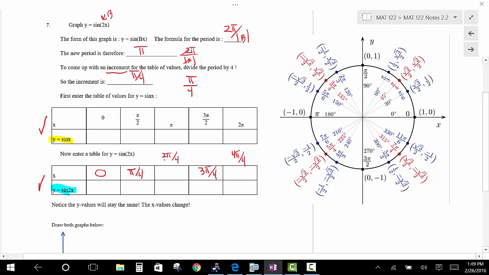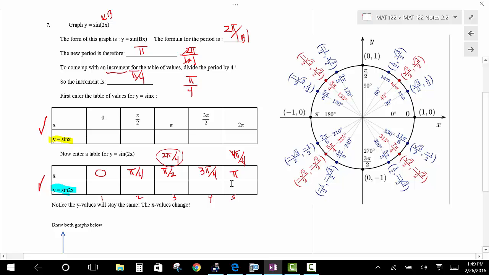Okay, now you always want to be sure you reduce fractions, so of course that reduces to pi over 2, and this of course reduces to pi. So that would take you through one period. We're going to have 5 key points, and notice we're going from 0 to pi, so the period is changed.